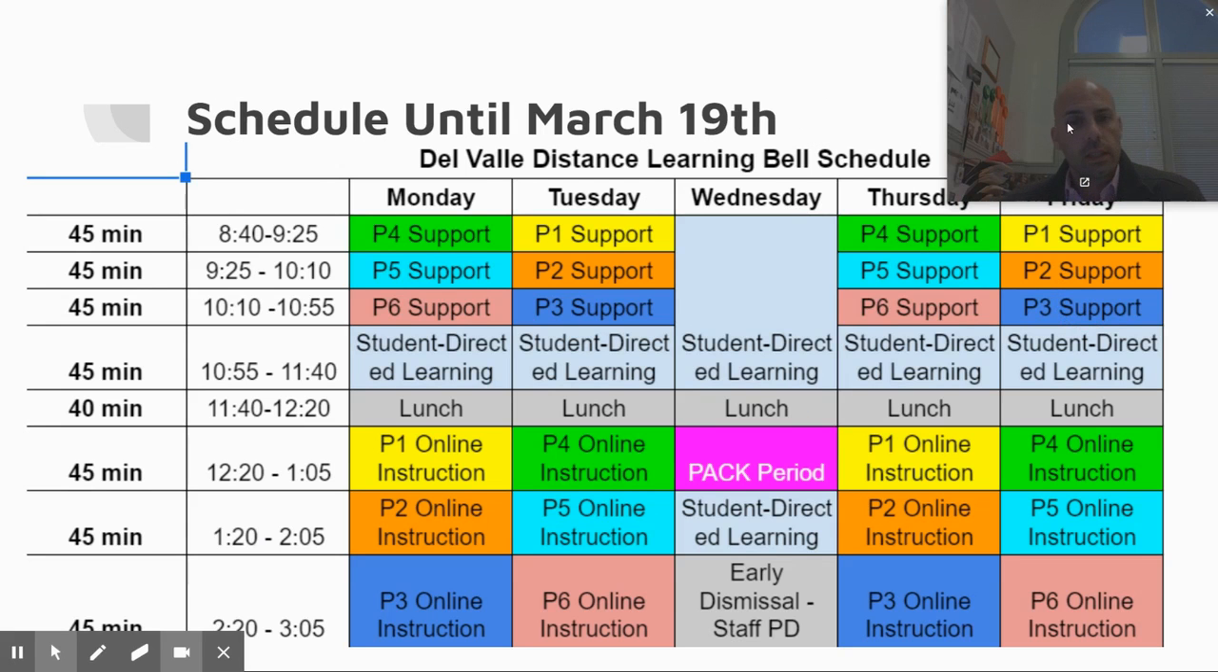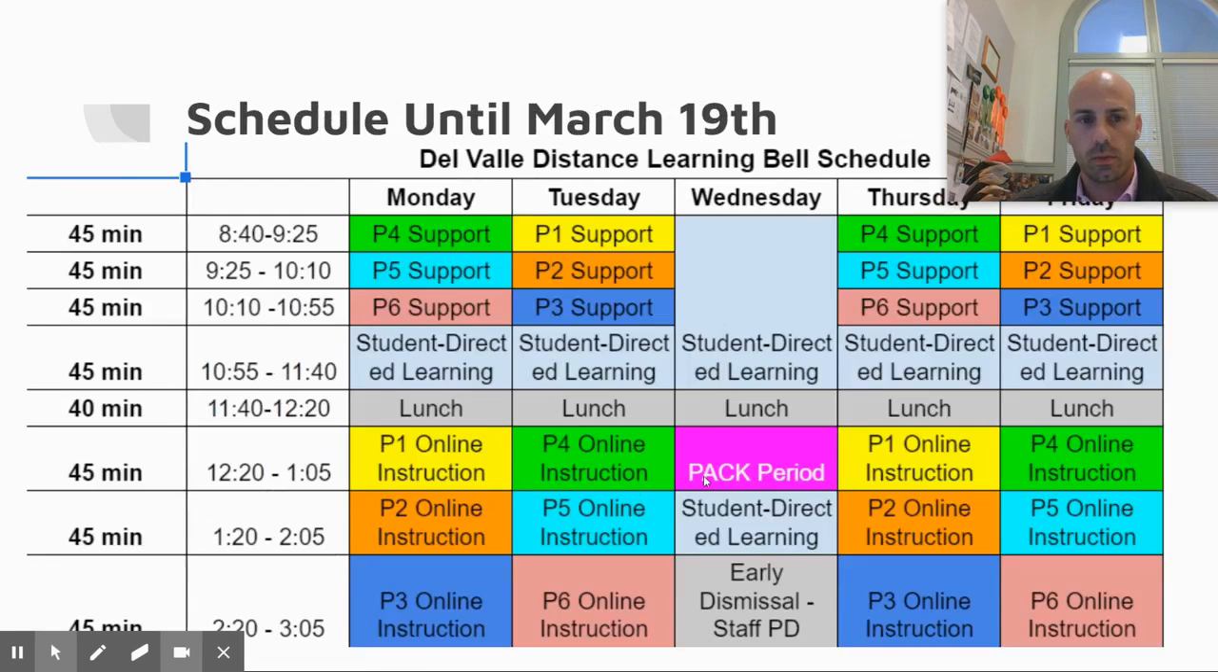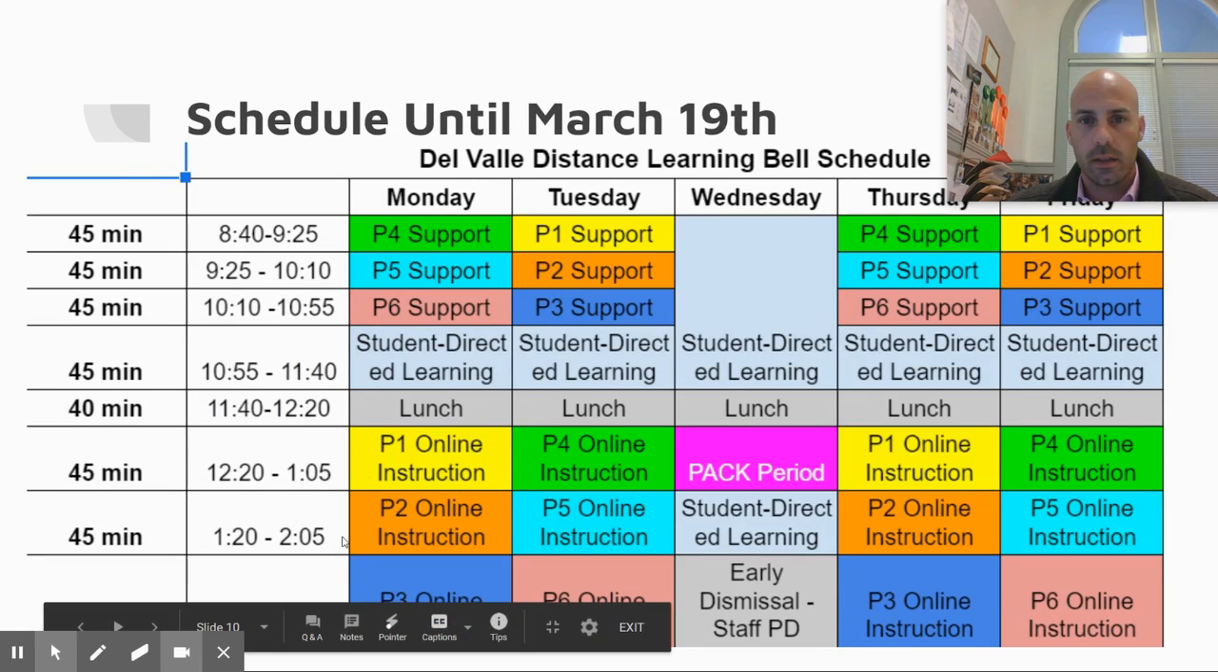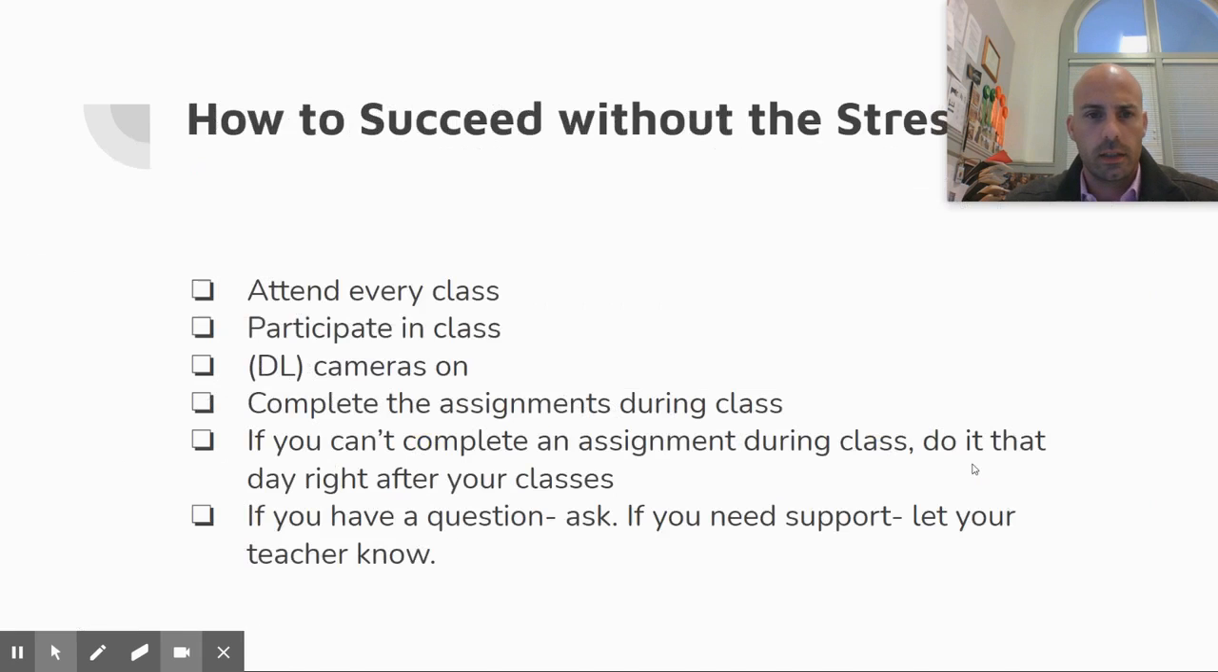Our schedule up until March 22nd, so Friday, March 19th is the last day we will have this schedule, but it's much like the schedule you've had all year where we start at 12:20 and we end at 3 o'clock every day. Mondays and Thursdays, we go to first, second, and then third period. Tuesdays and Fridays, we go to fourth, fifth, and sixth period. And on Wednesdays at 12:20, every student attends PAC period virtually. Okay, so that's our schedule. Go and take a screenshot or a little camera shot.